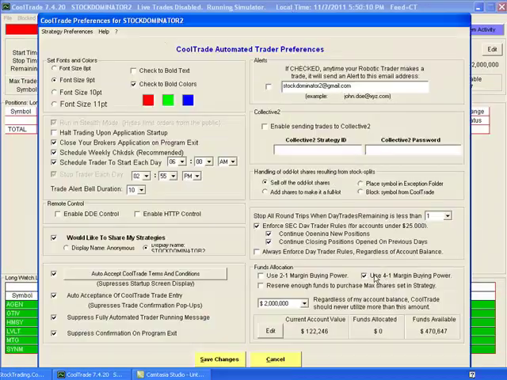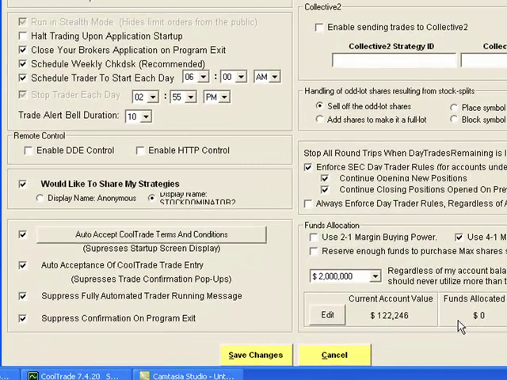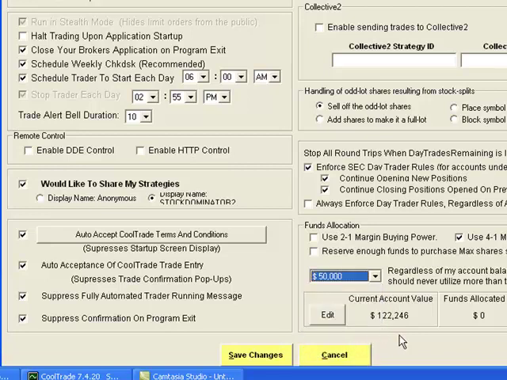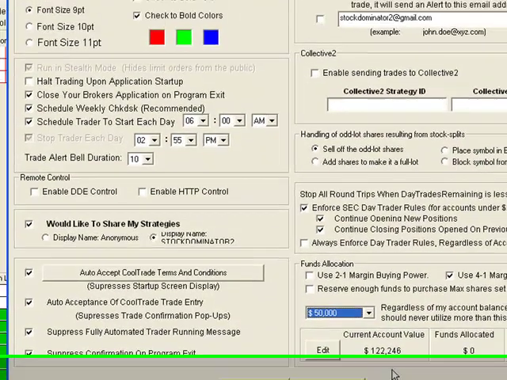Another cool thing you can do as far as money management, you can set CoolTrade to reserve a certain amount of funds. One reason people lose money in the market is they're all in. They have all their capital tied up in specific positions that go against them, and they don't have the ability to add to positions at lower price points. So with CoolTrade, you can set a lot of money aside. You can build that into your strategy and your preferences.